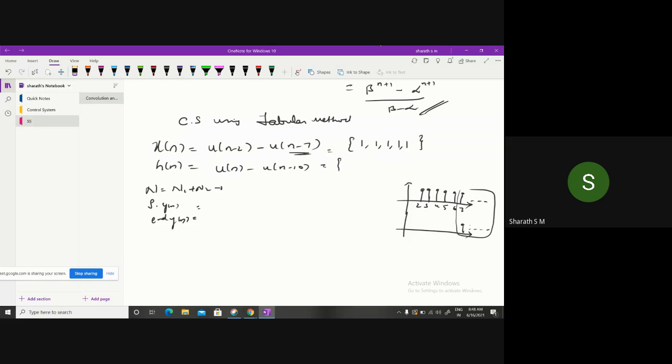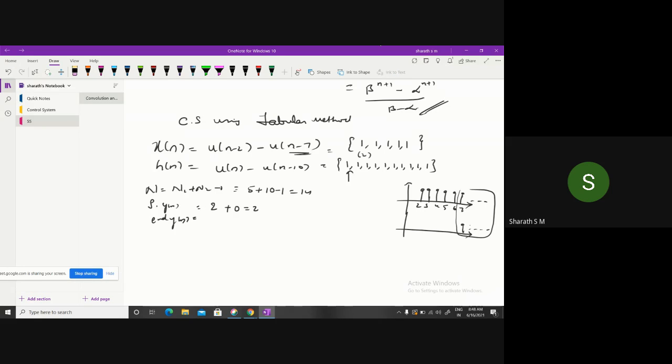In the same way, from u of n minus u of n minus 10, we have samples at 0, 1, 2, 3, 4, 5, 6, 7, 8, 9, and this is the origin position. Here the sample of x of n starts at 2. So find out n1, which is 5, plus n2, which is 10, minus 1, that is 14. The starting point of x of n is 2, and the starting point of h of n is 0, so the starting point starts from 2 only.